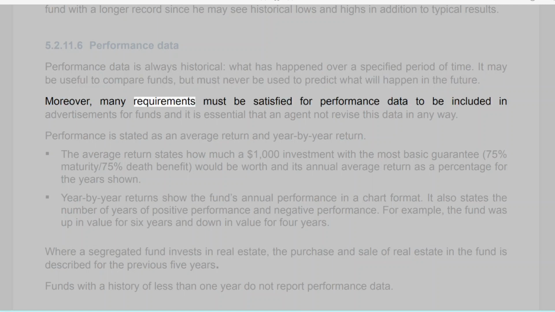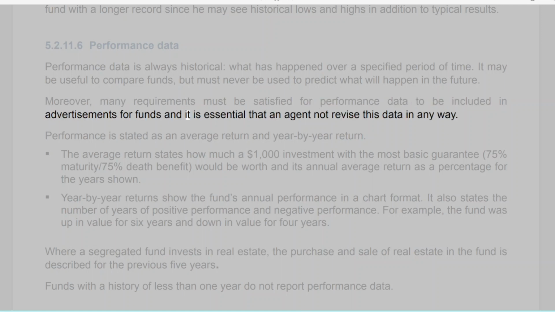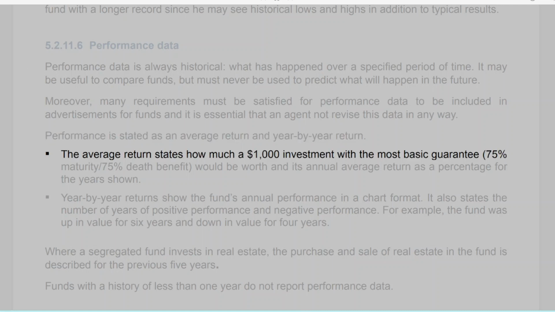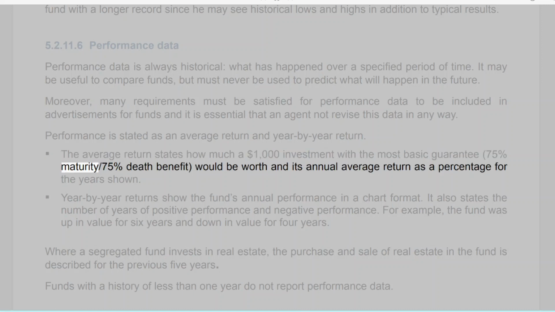Moreover, many requirements must be satisfied for performance data to be included in advertisements for funds, and it is essential that an agent not revise this data in any way. Performance is stated as an average return and year-by-year return. The average return states how much a $1,000 investment with the most basic guarantee, 75% maturity/75% death benefit, would be worth, and its annual average return as a percentage for the years shown.